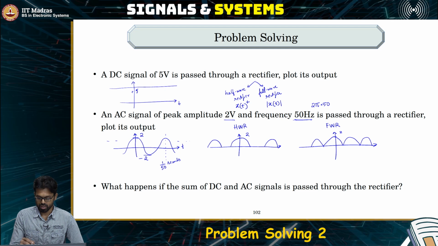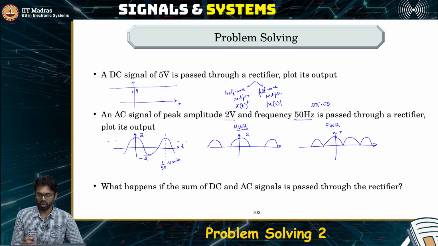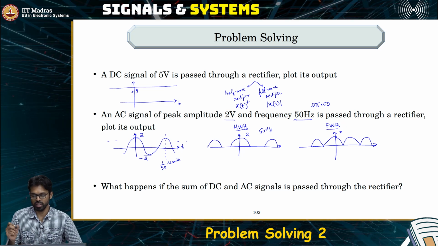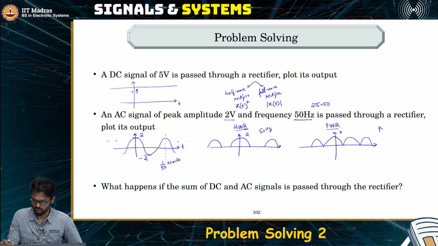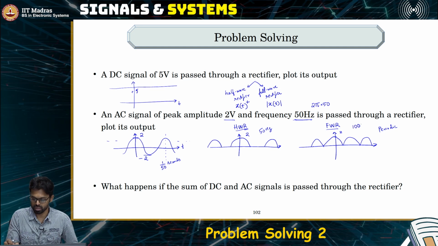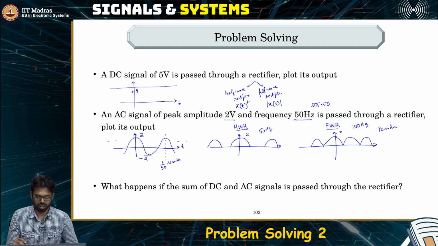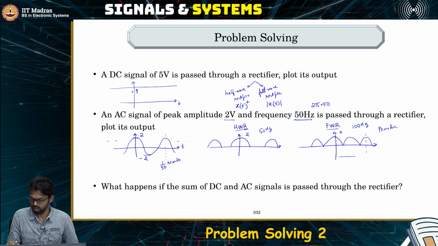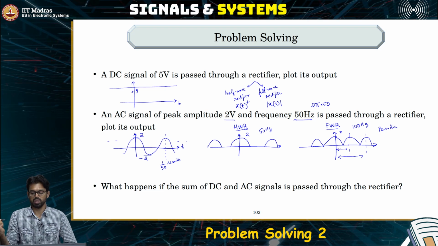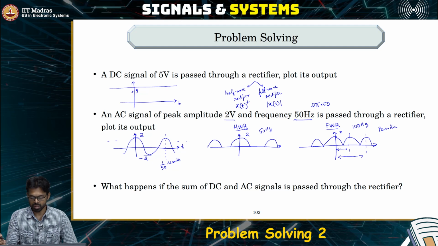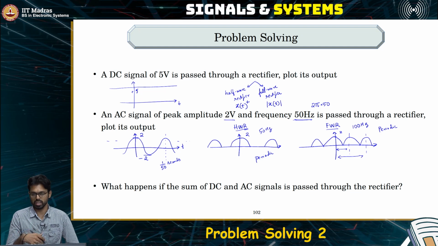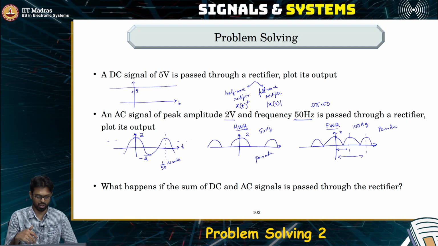One thing you can note here is that the output of the half wave rectifier is still periodic with the same frequency, 50 hertz. The output of the full wave rectifier is also periodic, but the frequency has now increased. Now this is 100 hertz, because the time period earlier was this entire duration, but now the time period has reduced by half, which means the frequency will double, and that's what has happened here. So the half wave rectifier does not change the periodicity, but the full wave rectifier changes the periodicity.